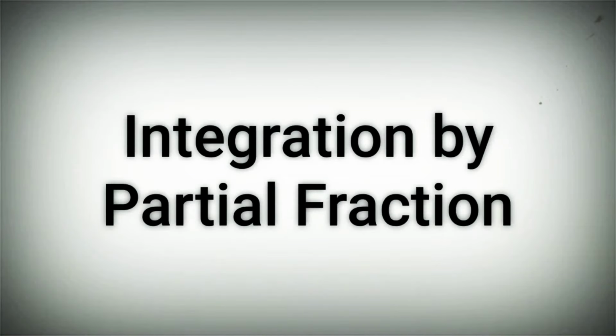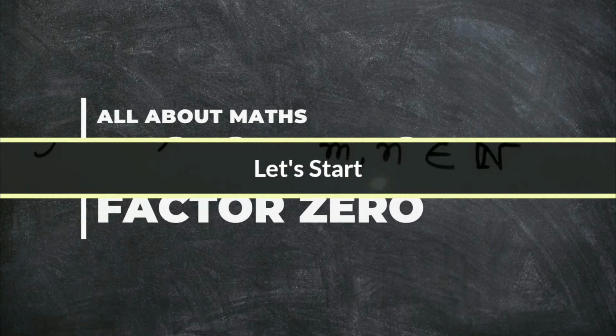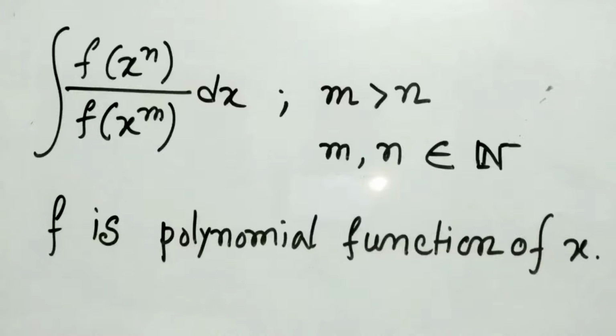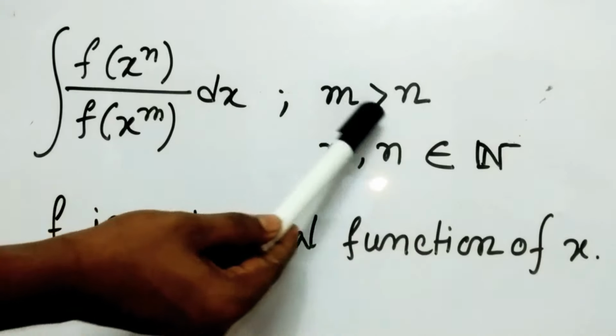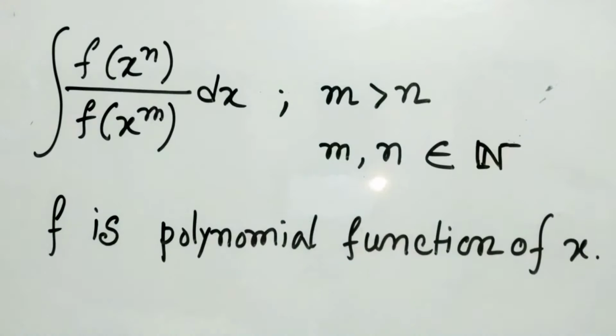Today in this video we shall discuss integration by partial fraction. This type of integration comes in the form of f of x to the power n by f of x to the power m, where m is greater than n and both m and n are natural numbers, and this f is a polynomial function of x. And most importantly, the degree of the numerator is obviously less than the degree of the denominator.